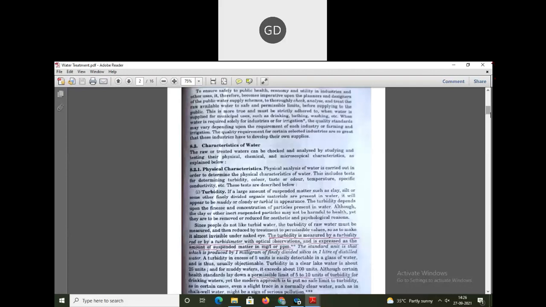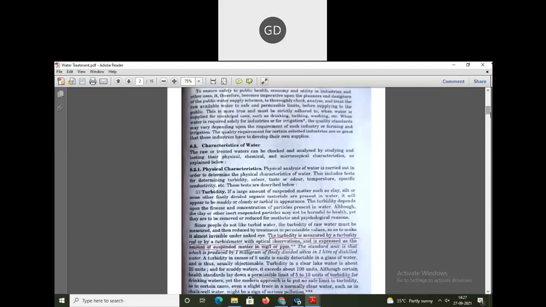And if any large amount of suspended matter is present in the water, it will appear muddy, or you can use the terminology turbid. So that will appear turbid in nature. This turbidity will depend upon the concentration of particles present in the water, how much volume of suspended matter is present in the water.